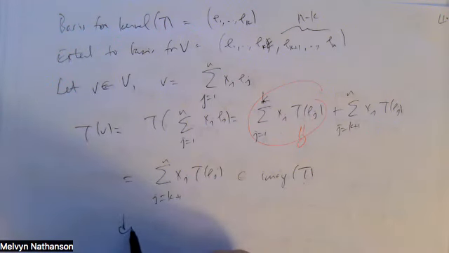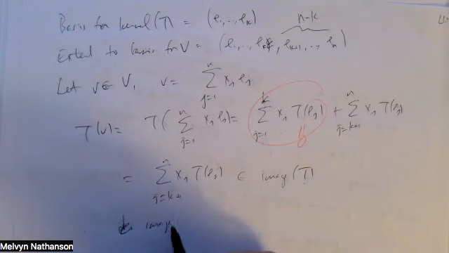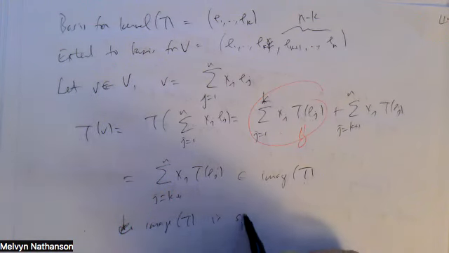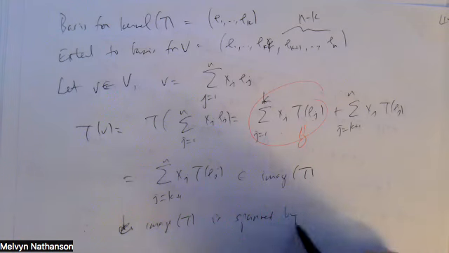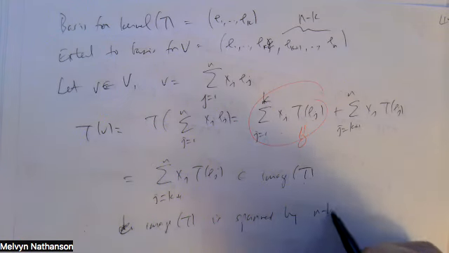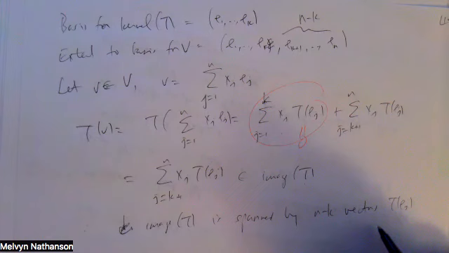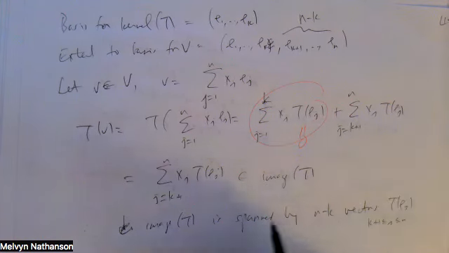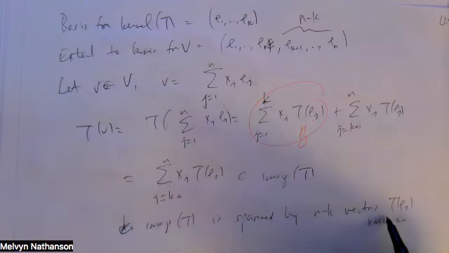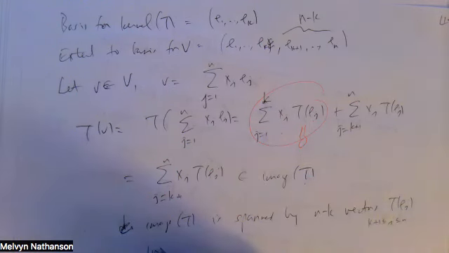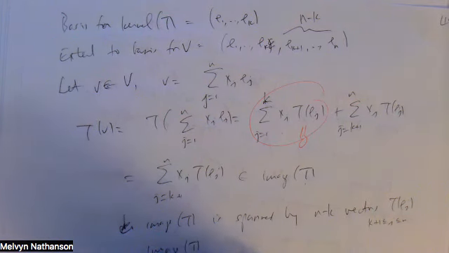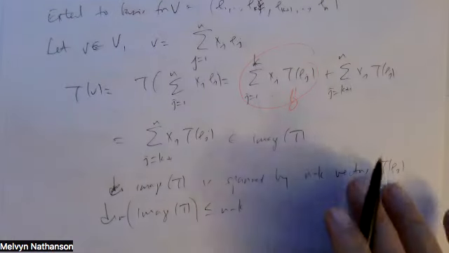So this says that the image of T is spanned by this set of n minus k vectors, T of ej, k plus 1 less than or equal to j less than or equal to n. So the image of T is spanned by n minus k vectors. So the dimension of the image of T is at most n minus k.